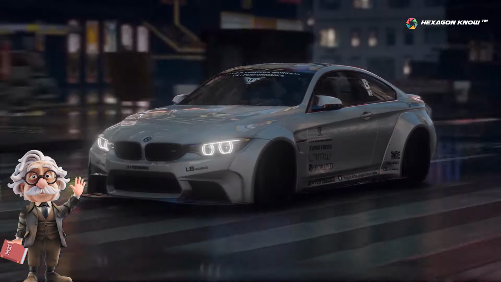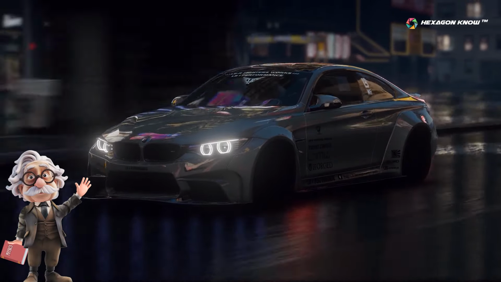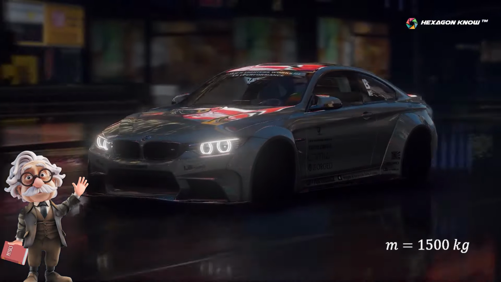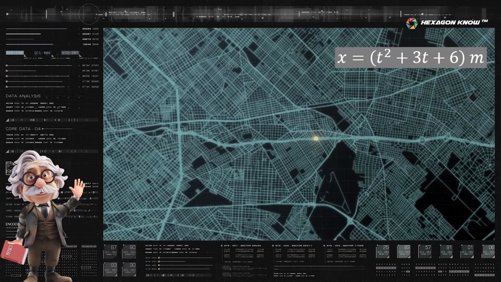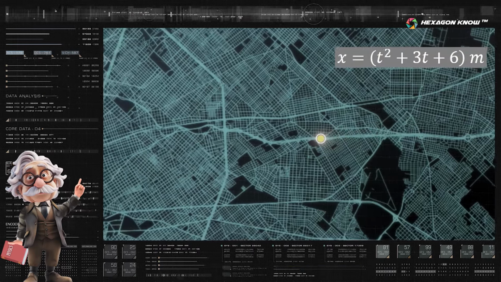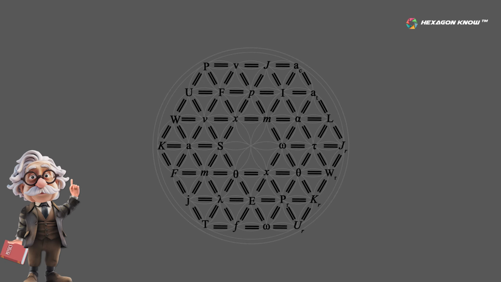Imagine that we are inside a moving car and we have weighed it on a weighbridge, which tells us its mass is m. Additionally, our car is equipped with a GPS device that provides complete information about its position. Using only these two quantities, mass and position, let's see how we can calculate almost any quantity about this car.